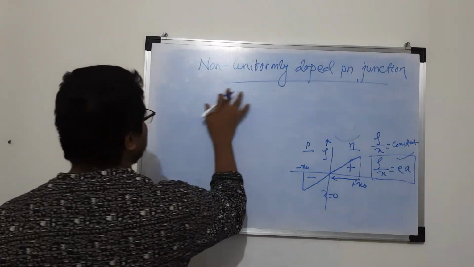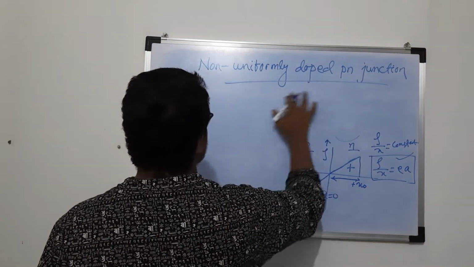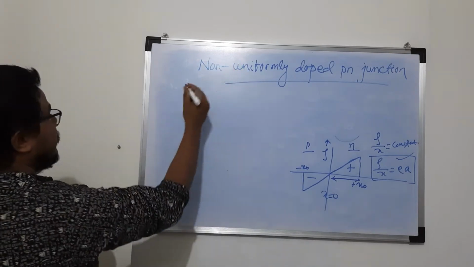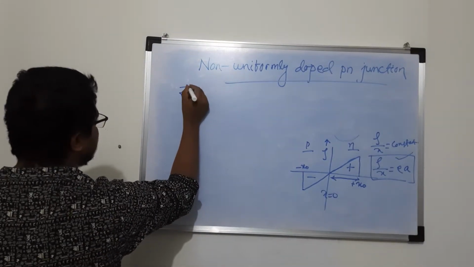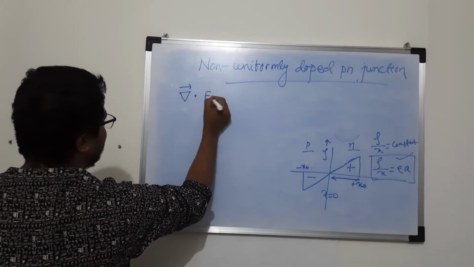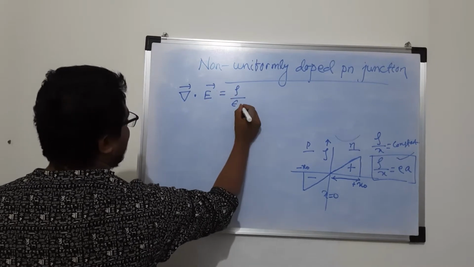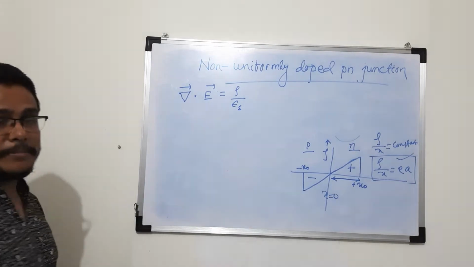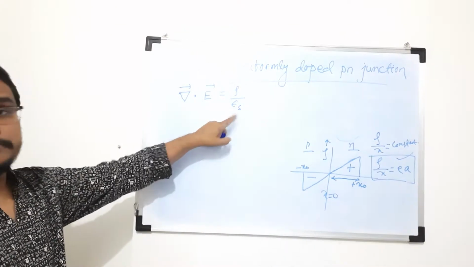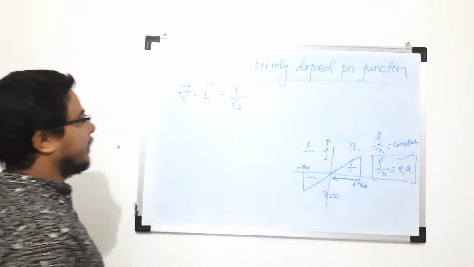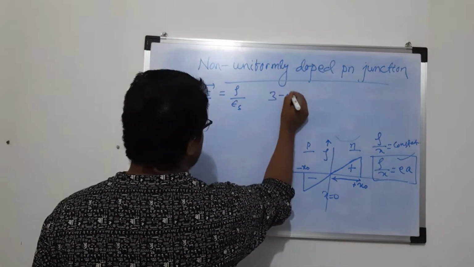So you know the relationship between rho, that is volume charge density, and the electric field, how they are related. In 3 dimensions in electromagnetism, if you have done it, del dot E is equal to rho by epsilon. Epsilon s I am writing for the semiconductor, so electric permittivity of the semiconductor, right? So this we can write actually in 3 dimensions.